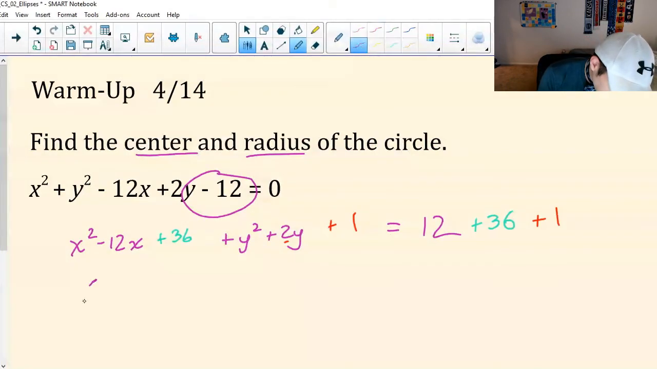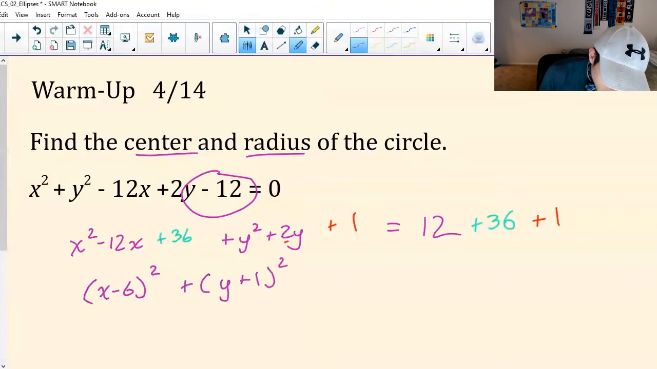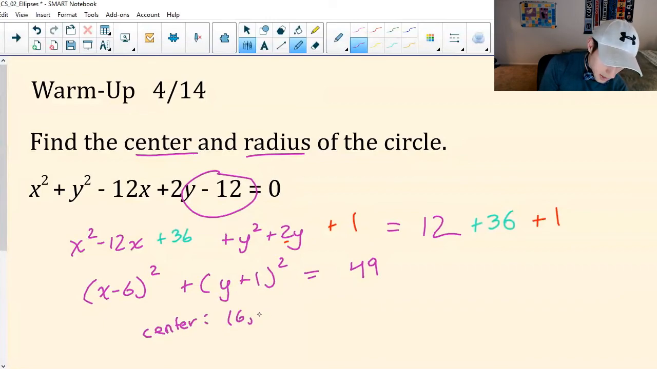Now we can actually factor. This factors into x minus 6 squared. This factors into y plus 1 squared. 12 plus 36, 48. Plus 1, 49. So now that it's in standard form, we can just immediately determine the center is 6, negative 1. Radius, square root of the right side, so square root of 49 is 7.